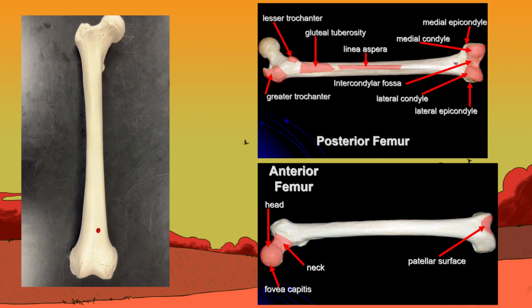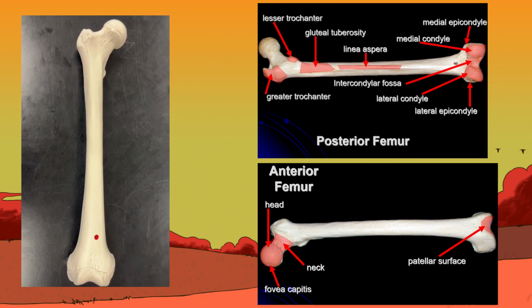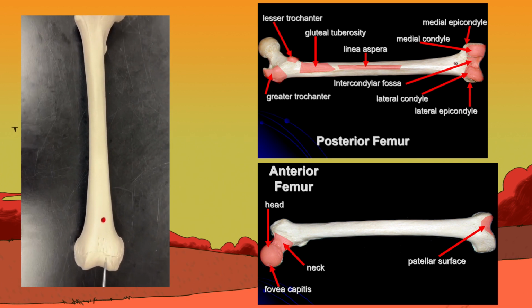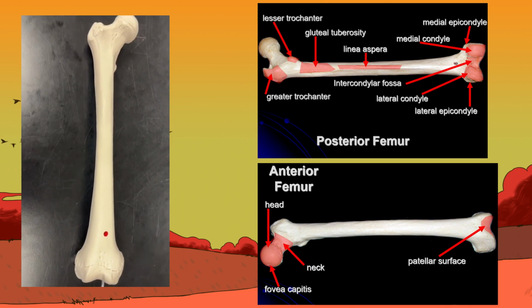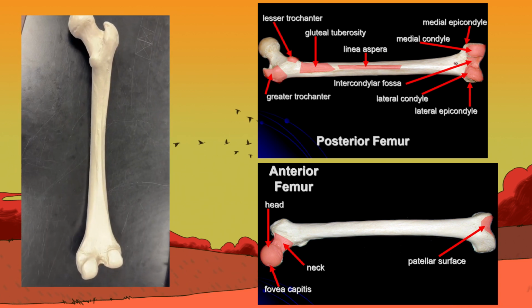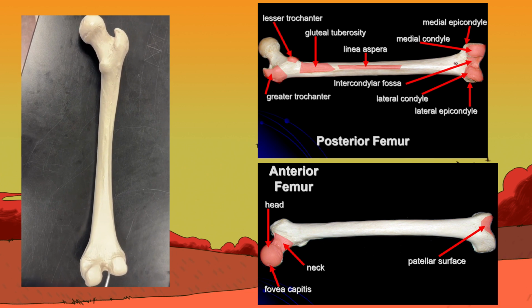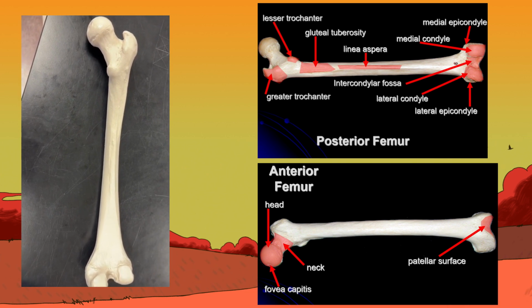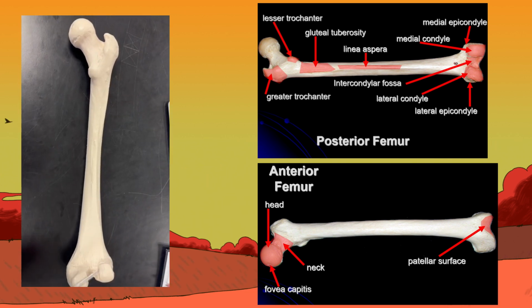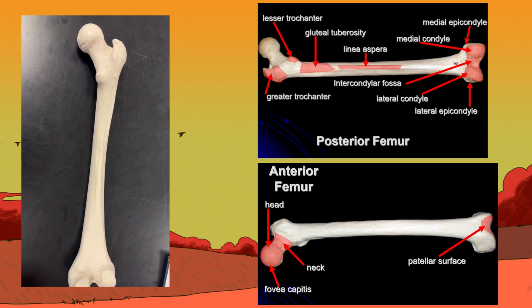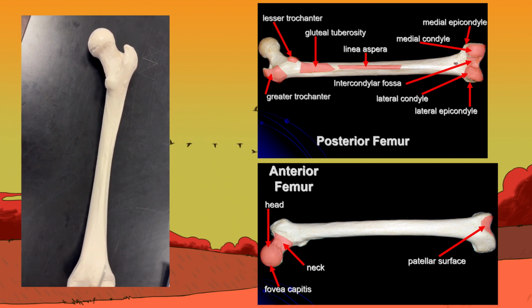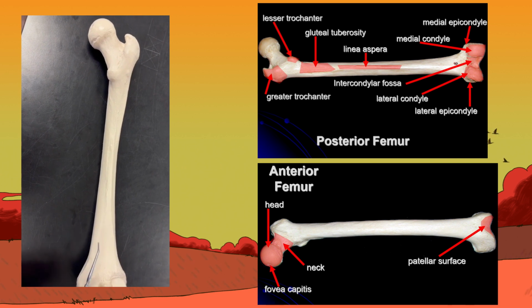One of the ways to differentiate if it's the anterior or posterior side is going to be the patellar surface right here. It's more prominent on the anterior side. The posterior side of the femur is going to have a more prominent intercondylar fossa. Okay, now that we've differentiated between the front and the back, we're going to be looking at the posterior, which is the back side of the femur.